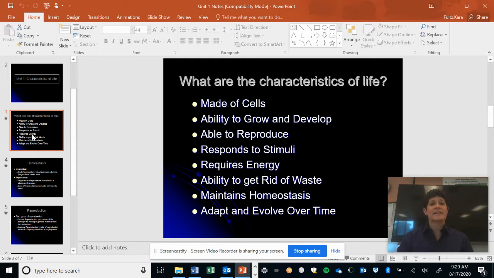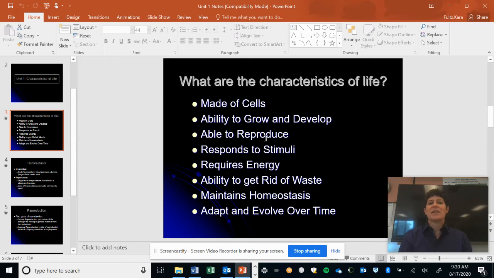Everything that is living is going to have every single one of these bullets. If I'm able to use energy, but I don't do anything else, like a car requires energy, but a car is not living. So if something is living, it needs to have all these different things. It needs to be made of cells. It's got to be able to grow and develop. It's got to be able to change. You're not the same as you were a year ago. You're not the same as you are 10 years from now. You're going to grow. You're going to develop.